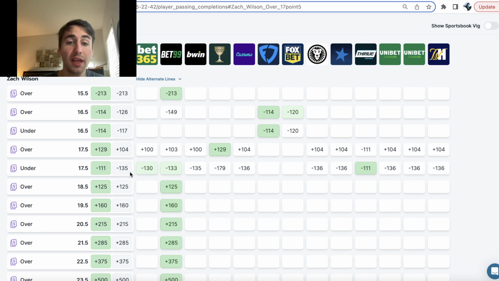Minus 130 or higher. FanDuel has the line at 16.5. So does FoxBet. And we're able to get under 17.5 at minus 111. So we're getting better odds on the under with one completion higher than FanDuel, right? Obviously, you'd rather bet under 17.5 completions at minus 111 as opposed to under 16.5 at minus 114 or even worse, minus 120. So a ton of value in this play.